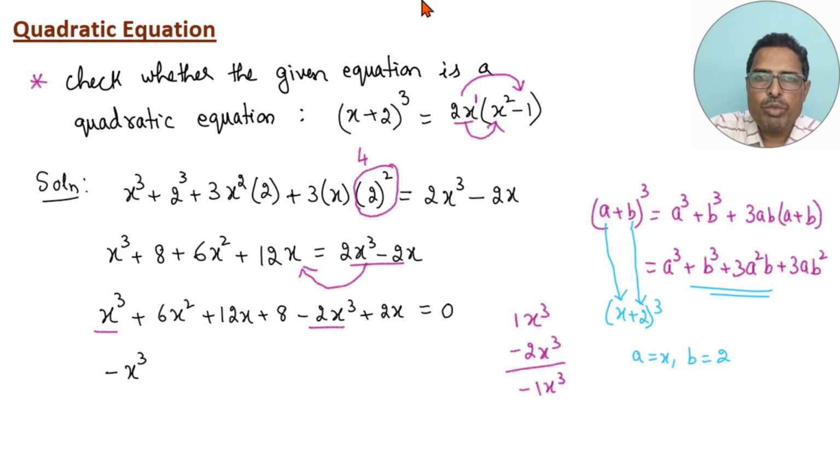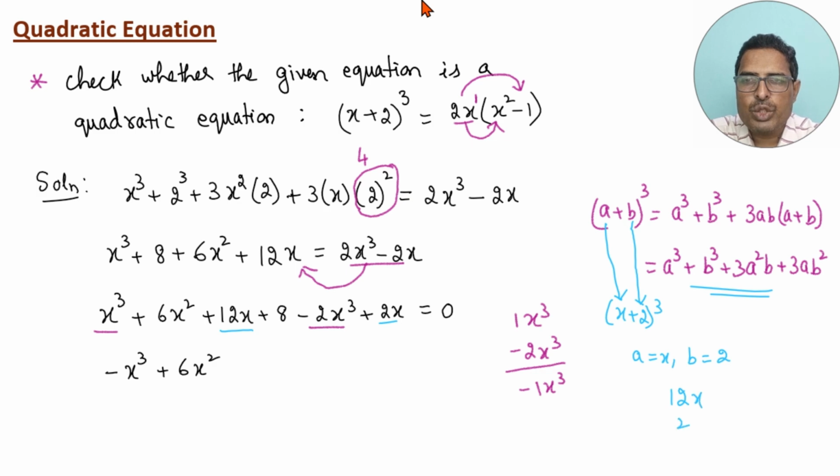Now let us try to group this one. You have 6x square. We have only one square term, so let us write down that value as it is, plus 6x square. Now let us try to group 12x and 2x. So you have 12x plus 2x. 12 plus 2 will be 14, so we get plus 14 times x. Then the constant term that you are having is plus 8 is equal to 0.